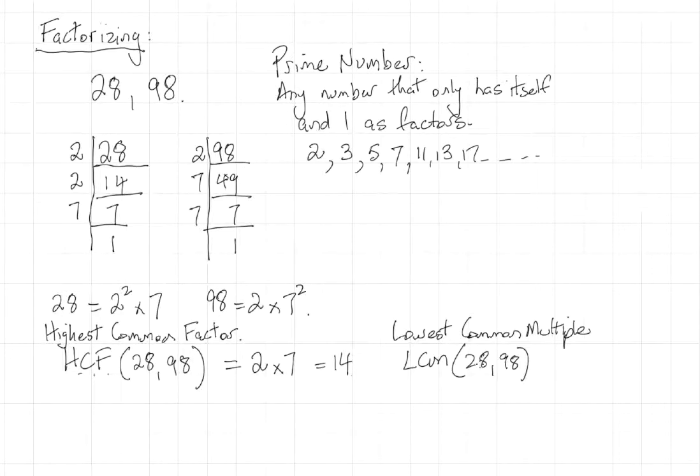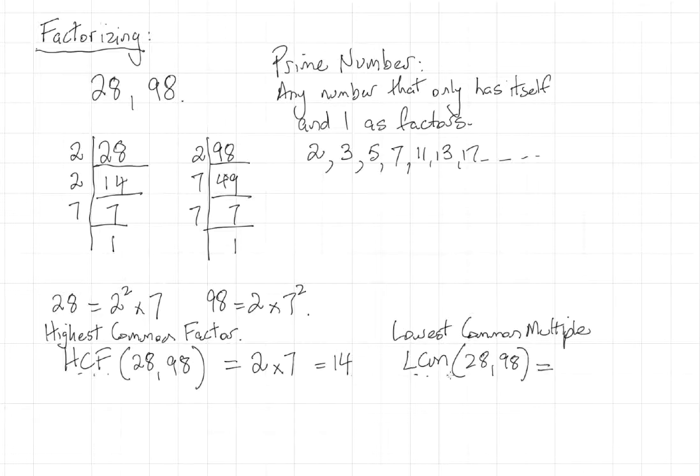So 28 will go into itself, but 98 won't go into 28. If you look at 98, well, 28 doesn't go into 98, but 98 goes into itself. But what is the smallest number? So it's going to be at least as big as the largest number.